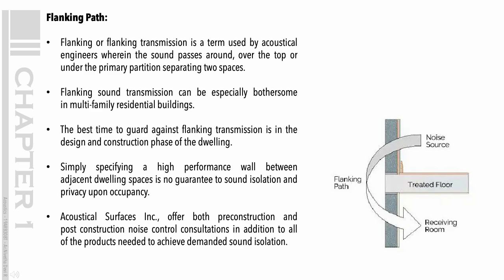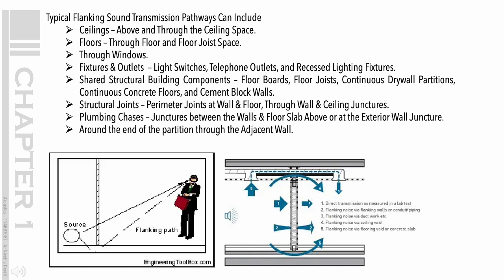Typical flanking sound transmission pathways can include ceilings, above and through the ceiling space; floors, through floor and floor joist space; through windows; fixtures and outlets, light switches, telephone outlets, and recessed lighting fixtures; shared structural building components, floorboards, floor joists, continuous drywall partitions, continuous concrete floors, and cement block walls; structural joints, perimeter joints at wall and floor, through wall, and ceiling junctures; plumbing chases, junctures between the walls and floor slab above or at the exterior wall juncture; around the end of the partition through the adjacent wall.